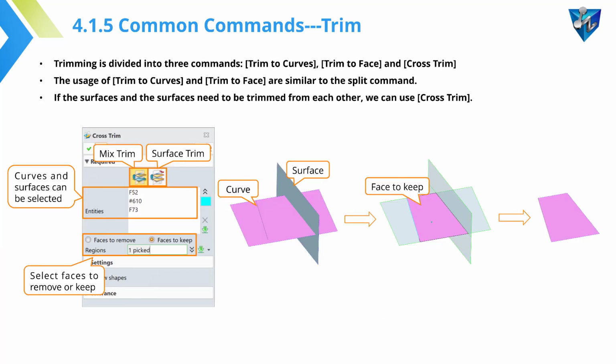The next is a series of trim commands. It includes trim to curves, trim to face, and cross trim. Trim to curves and trim to face are both similar to the split command, so I only introduce the difference in these two trim commands. The cross trim is a very useful command. It supports mixed trim and surface trim. Okay, let's move on to ZW3D to show more detail to you.